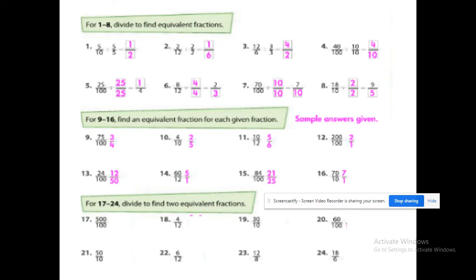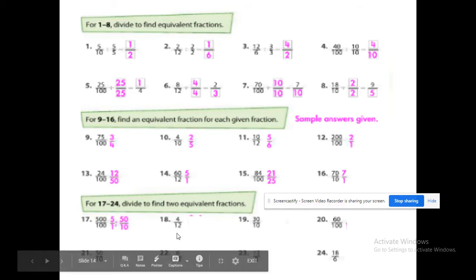Number 17. 500 over 100. Let's think about 100. To divide the numerator by 100 and to divide the denominator also by 100. So 500 divided by 100, it gives me 5. 100 divided by 100, it gives me 1. This is an example, but he wants two equivalent fractions.